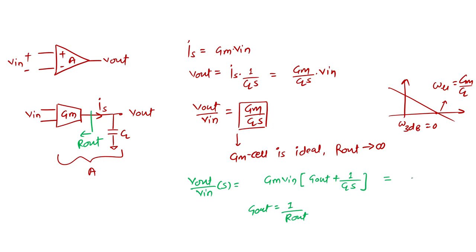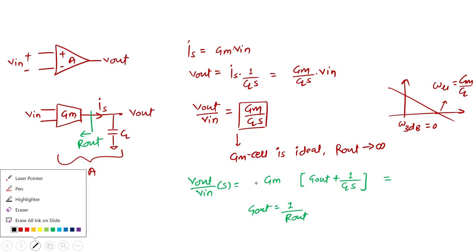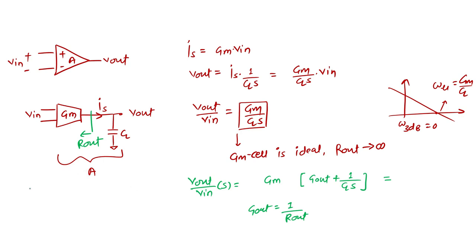So from here, you can write the expression for this in the way: GM, CLS, G out, and GM in current times G out, you can have the voltage. Instead of writing V in here, I already have taken the transfer function, GM times the expression. So when we have finite impedance, then we have to consider this also. So this is your A.